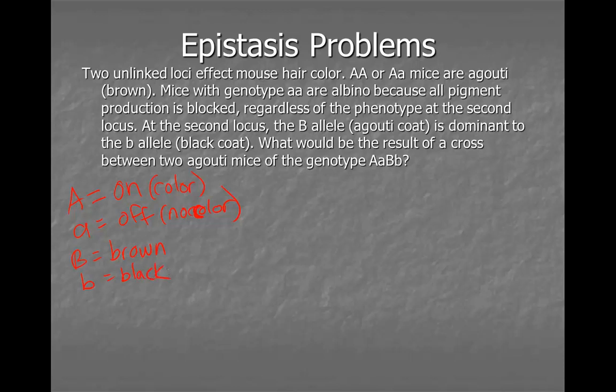Now you'll notice with epistasis problems, they will have 16 squares, much like a dihybrid. The difference is they have the controlling on-off switch. Remember, our parents are heterozygous for both traits. And remember, we need to FOIL: first, outer, inner, and last. Notice, because the parents are the same, our foiling will be the same.